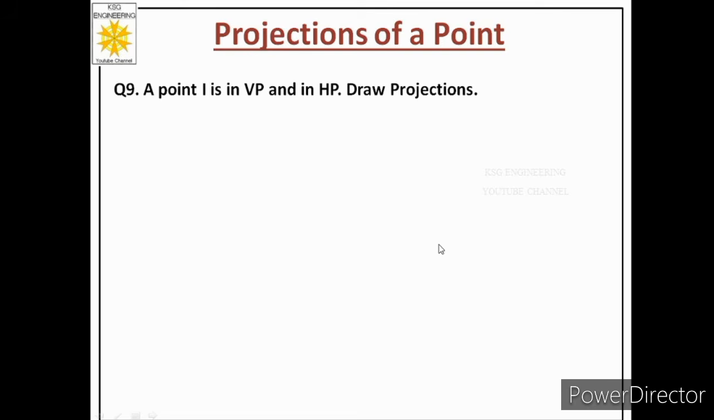So how can we represent this on paper? Just draw a reference line on paper and mark a point and call that point as reference point, top view and front view of the point. So I hope all the 9 cases of projections of point are clear to you.